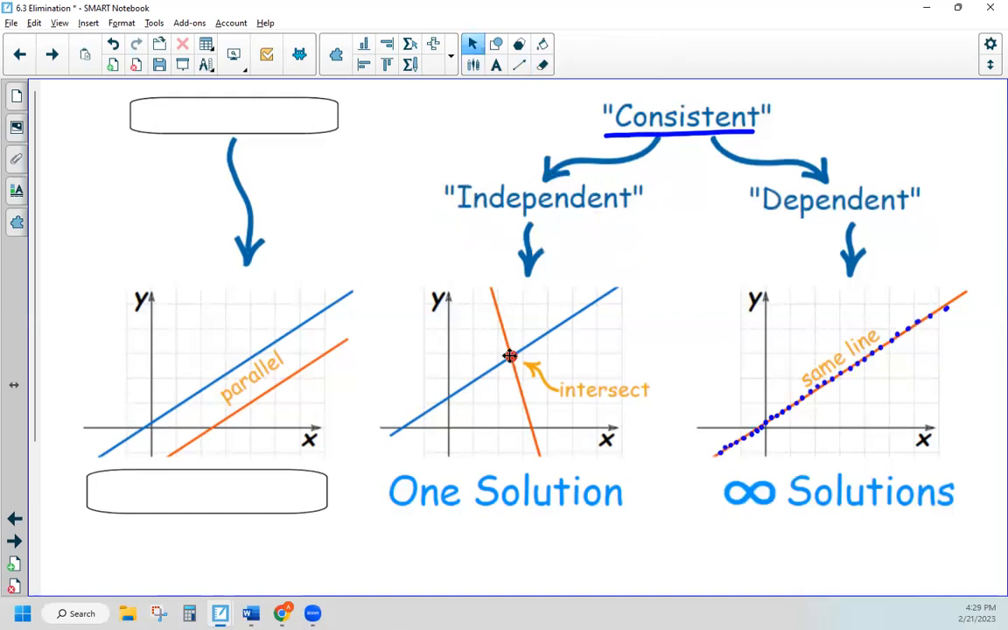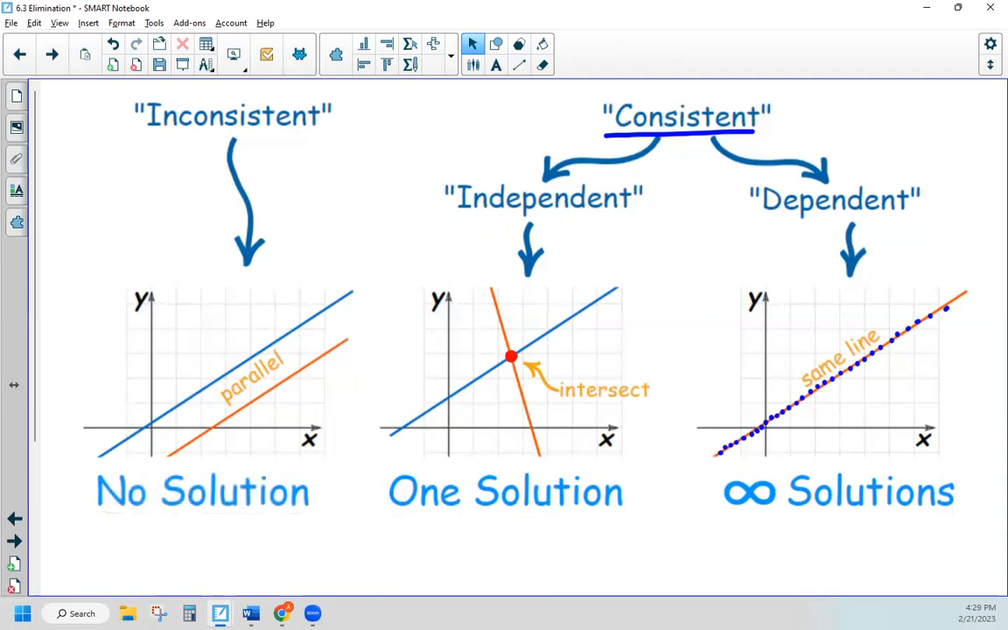All right. So next we have the negation of consistent by the prefix in. Inconsistent, we'll say that we have no solution. All right. In means not. So we have no solution because there is no shared coordinate. There's no intersection. These two lines don't have a point in common. The blue one, don't mistake, the blue one has an infinite amount of points, just like any line ever. And the red one has an infinite amount of points as well. That makes this a line, but they don't share it.